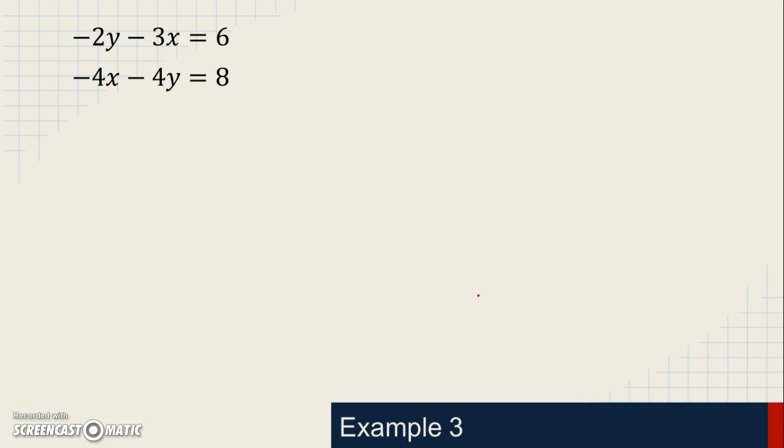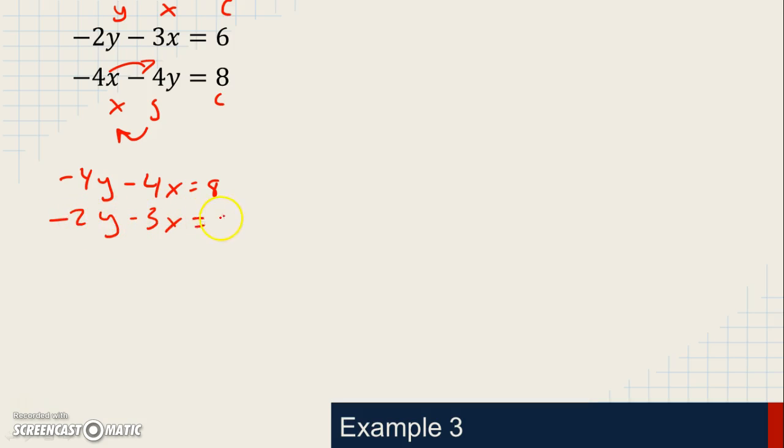Okay, here's the next one. We're going to go ahead and look at x, y. So we've got y, x, c, x, y, c. We just have to commute the x and the y. So we'll go ahead and just rewrite this bottom one. As we commute these to get the y's and the x's lined up, we got negative 4y minus 4x equals 8. I take my other original equation, which is negative 2y minus 3x equals 6.